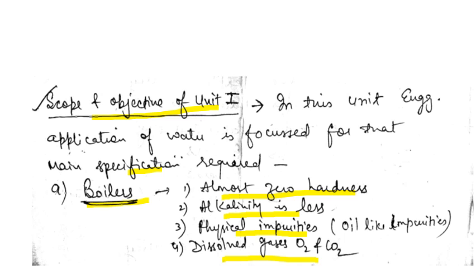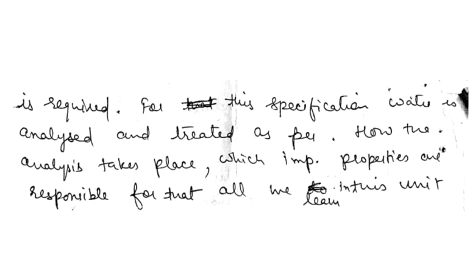So which kind of water is required for boilers? Almost zero hardness is required, and alkalinity is less. You have to remember again, physical impurities, specifically oil-like impurities, and the dissolved gas content should be low. So for this specification, the water is analyzed and treated as per requirement. How the analysis takes place and which important properties are responsible for that, we learn in this unit.